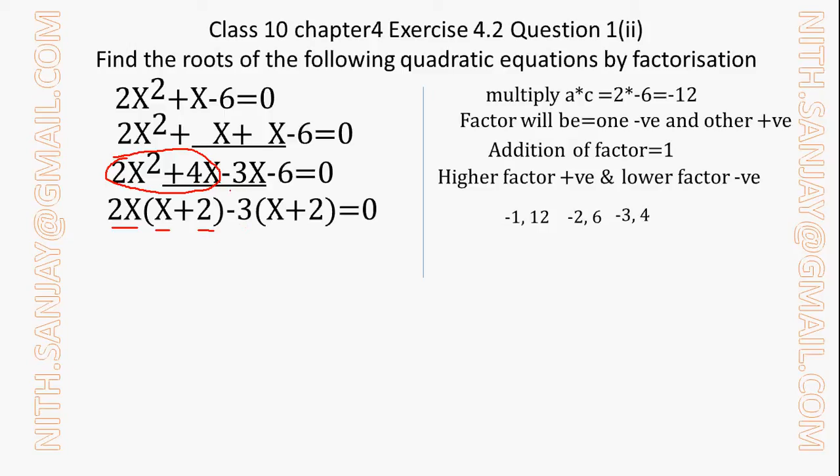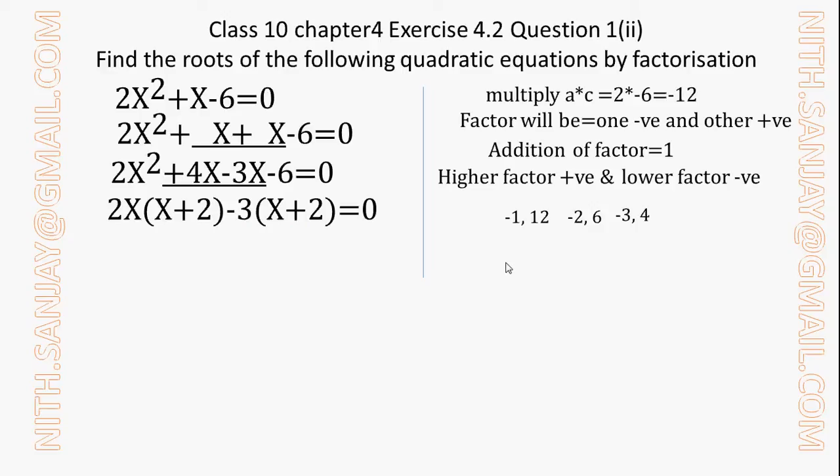Now I have taken minus 3 common from these two terms. So I have taken minus 3 common, and now I am left with positive x, because if I take minus 3 common from minus 3x, I will be left with positive x, and if I take minus 3 common from minus 6, I will be left with positive 2.